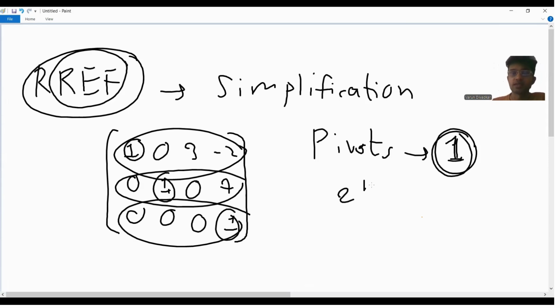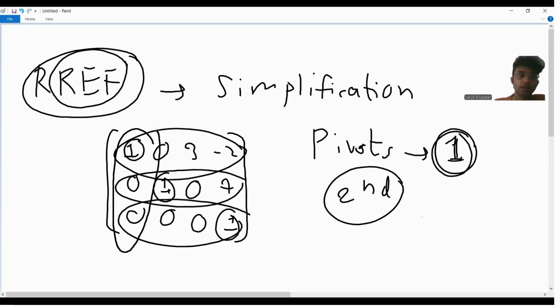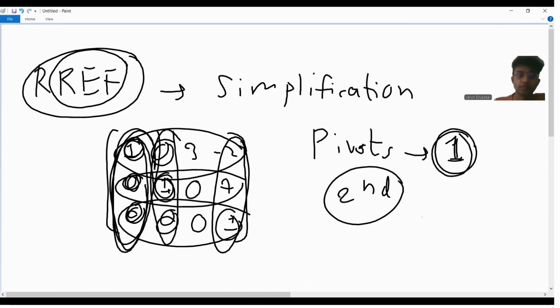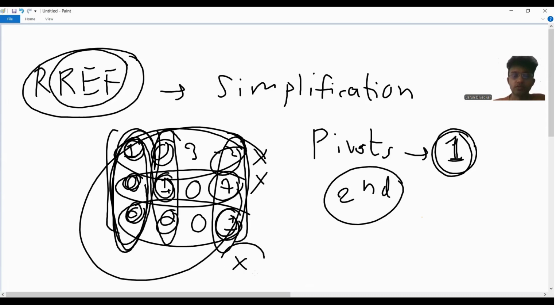The second prerequisite of a reduced row echelon form is that in the column where the pivot value resides, all the other elements in that column have to be 0. So you see here, apart from 1, all other elements are 0. In this column as well, apart from this 1, all other elements are 0. But in this column, apart from this 1, you do not have 0 elements. These are non-zero. So this is not a reduced row echelon form.